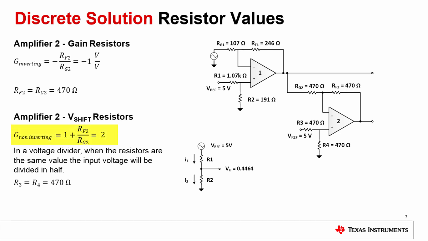The non-inverting side of the op-amp sees a non-inverting gain, which, for our second amplifier, will be 2 volts per volt. As long as the resistor values in the resistor divider are equal to one another, the reference voltage will be halved. Our voltage reference value in this example is 5 volts, and thus a resistor value of 470 ohms is used for all resistors.